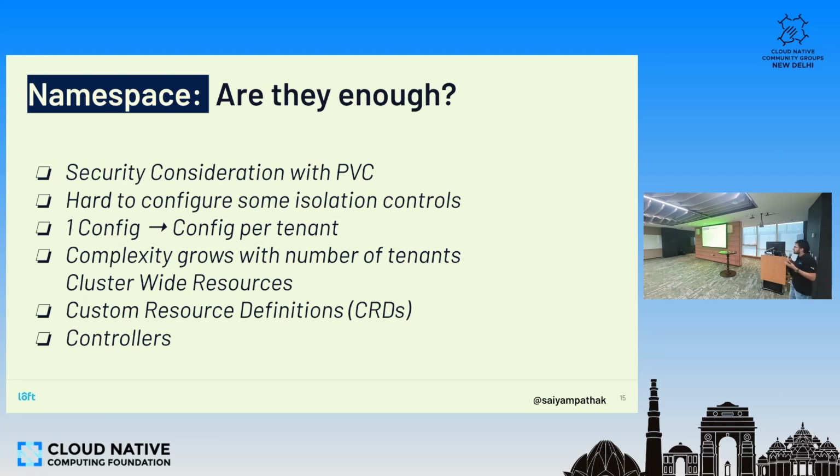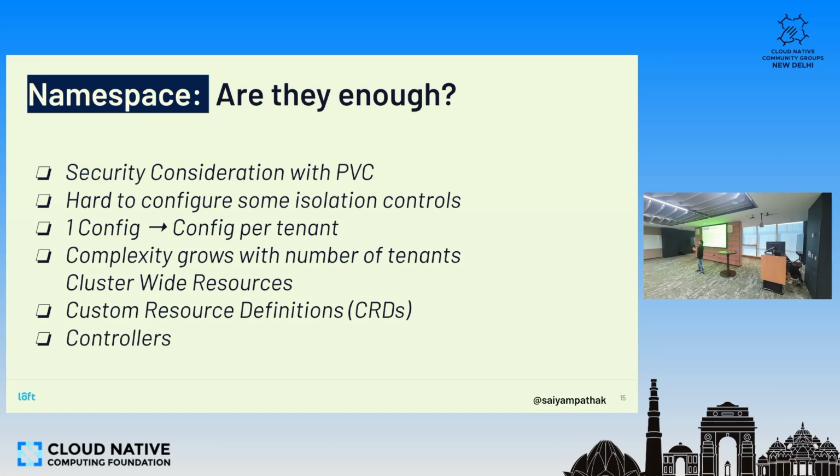What about the upgrades? Let's say one team wants to work on Kubernetes 1.31, and one team wants to work on Kubernetes 1.30. Namespace won't allow you that. It's on the same cluster. And then controllers. Let's say you want to test a particular version of a particular piece of software, Argo CD or Prometheus, in one namespace. Can you do that in another namespace as well? Very difficult to do.